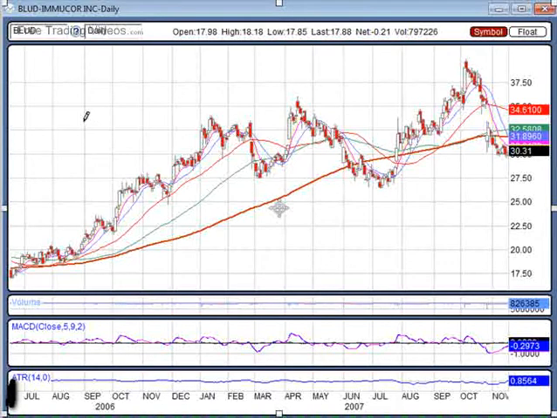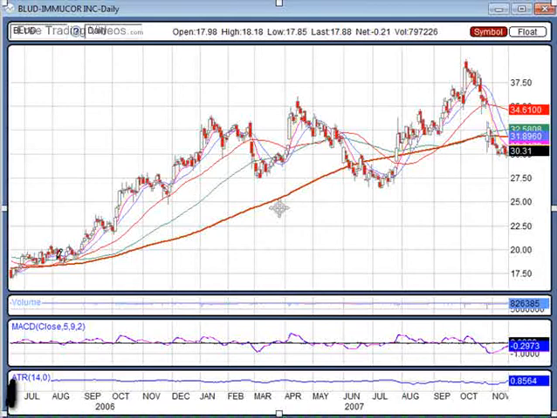Alrighty, we're looking at BLUD in this formation. We're above all the major moving averages, but I want to show you a new formation. If you would get out a pencil and paper and take this down, you'll hear this one time.